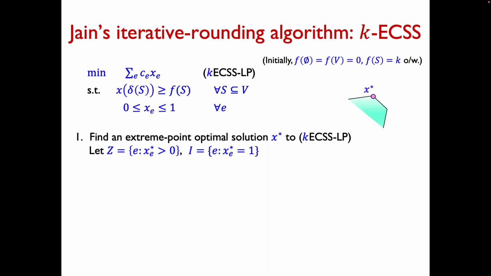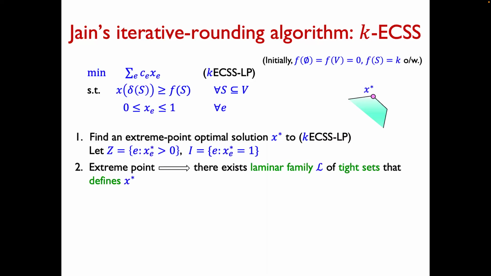If I set all the tight constraints at that point to equality, that uniquely defines the point. That's an extreme point. What one can show for these kinds of network design problems is that the tight constraints come from some sets, those cut constraints, and from some edges which are set equal to 1. You could have an arbitrary collection of sets a priori, but what is known is that you can take the tight set constraints and go from an arbitrary collection to a much more structured collection of tight sets called a laminar family.